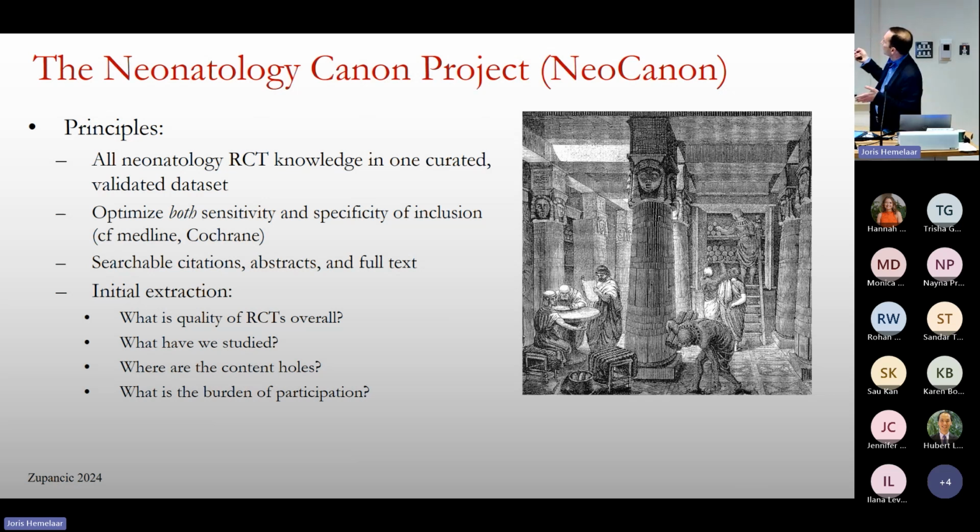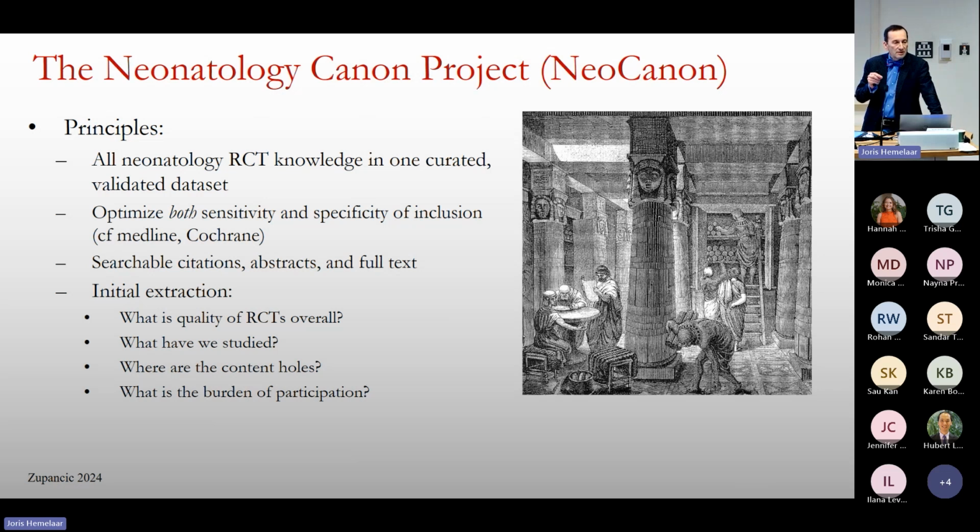This is the Library of Alexandria, which in my more grandiose moments, I think, well, this is kind of what we're doing. And the idea here was not just to optimize the sensitivity of the data set, which has already been well optimized in Cochrane reviews, and obviously in Medline. Everything that we could want to know is probably included in those, with a little bit of a rounding error on the gray literature nowadays, with at least post-trial registration, but also the specificity.